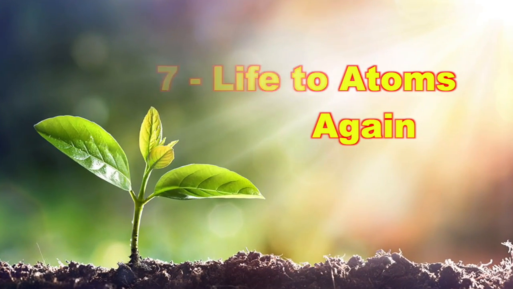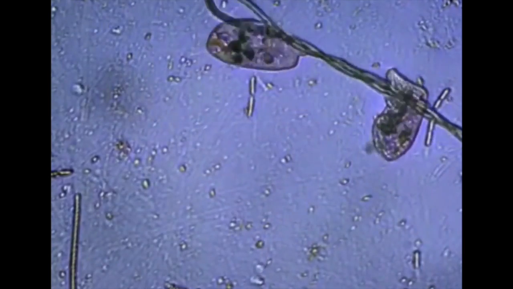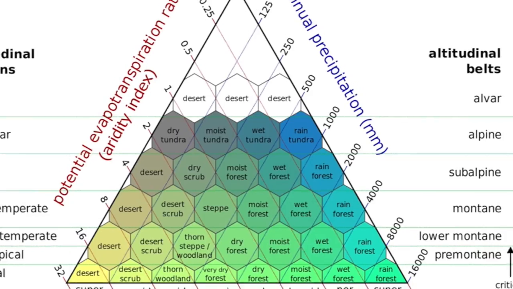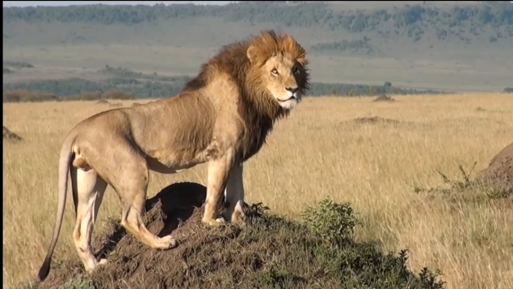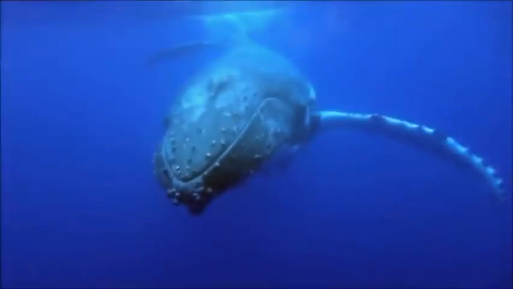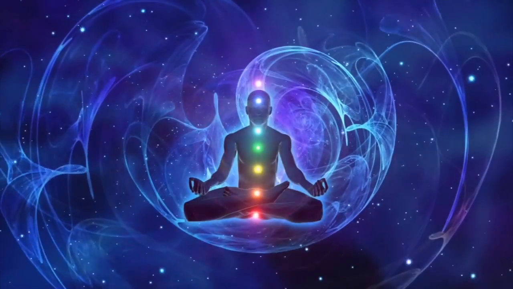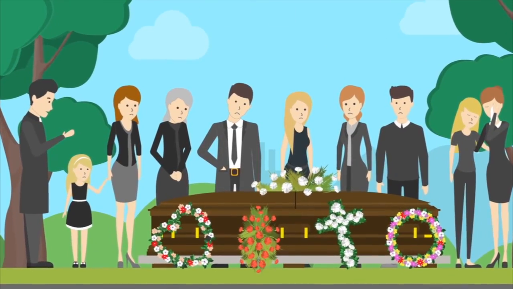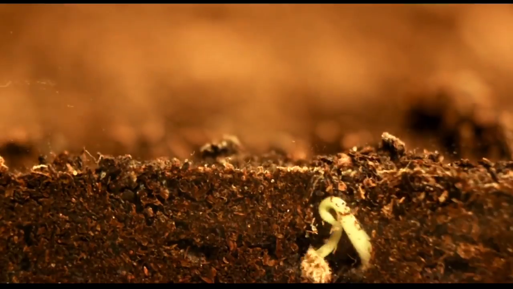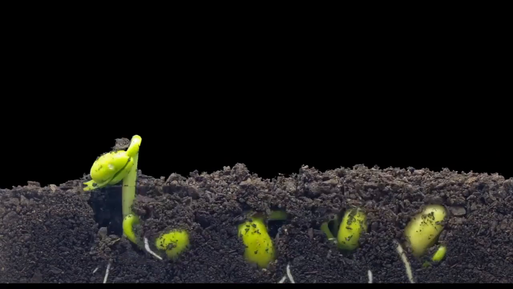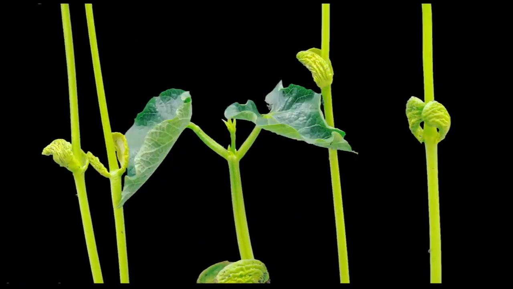7. Life to atoms again. It is awesome to think about all that it takes to enable life. Must have the right atoms in the right place from the sun. Must balance the right amounts of land, air, and water. As much appreciated as life is, all life eventually dies. Decomposers return the elements that once energized life back into the environment. From fertile soils, rich in elements, new life grows.